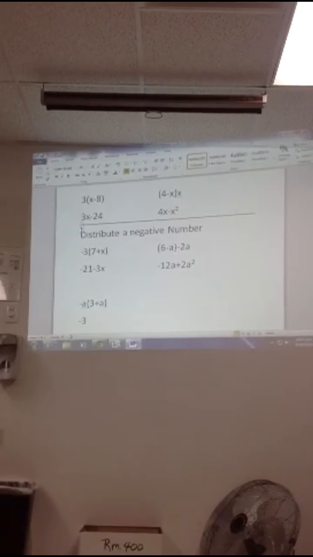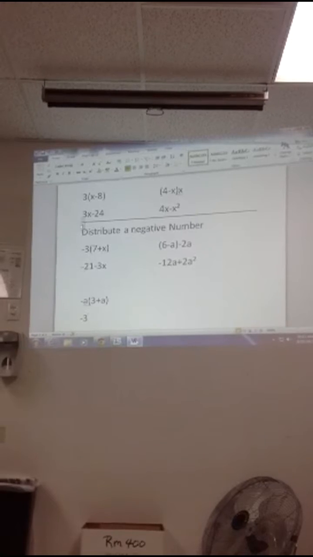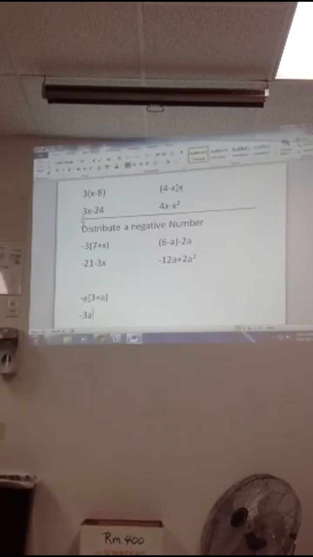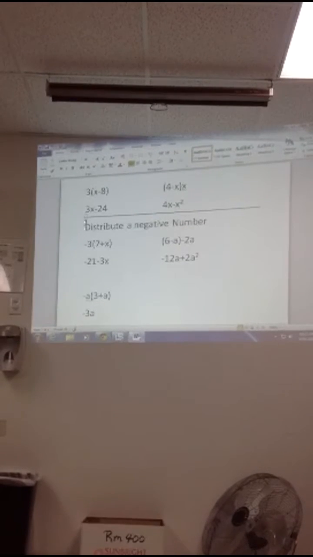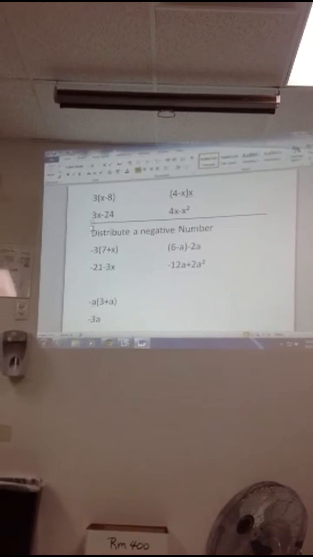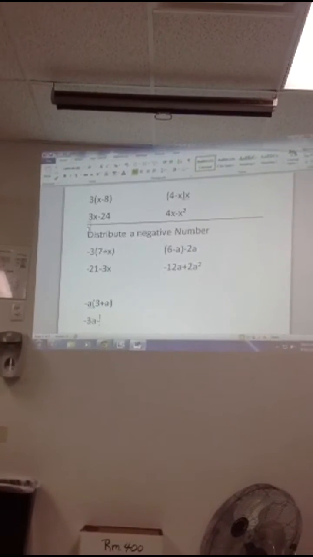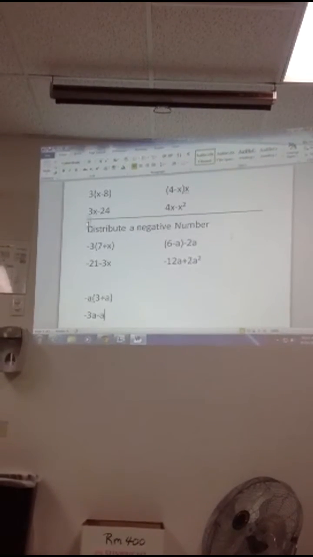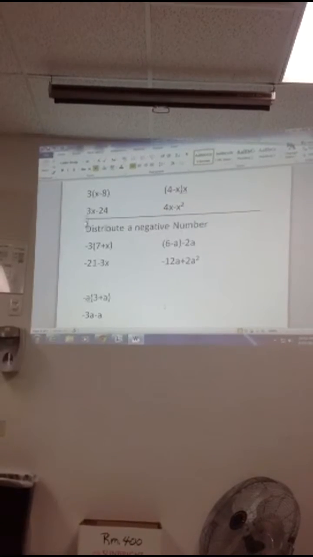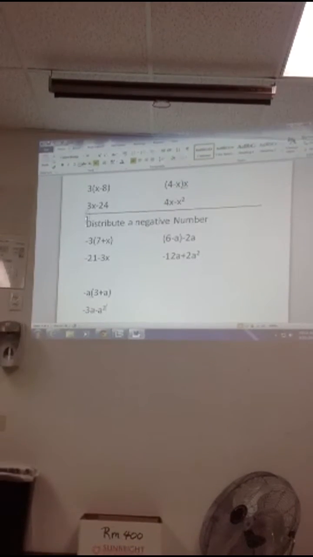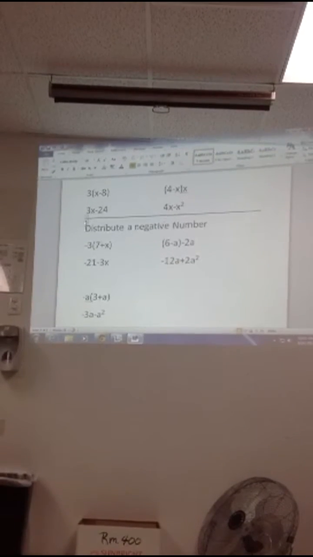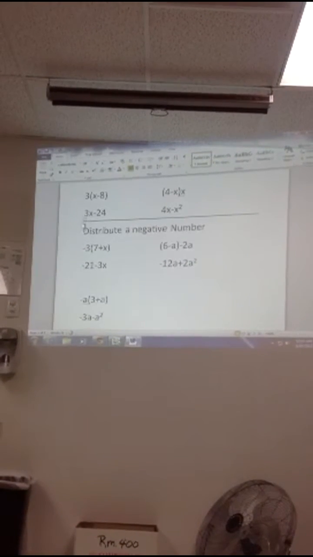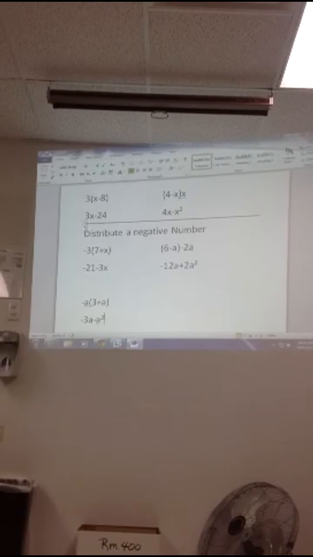Okay, we got the negative 3a by negative a times 3, right? And then what's the next part of this? You have to multiply negative a times positive a. And what is negative a times positive a? Negative a squared. Good. There we go. Because negative a times positive a is negative. Okay?